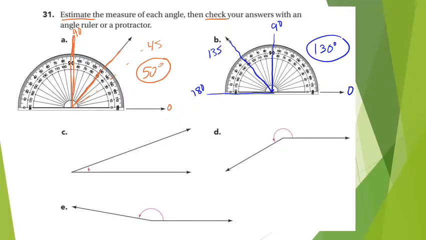That's pretty close. If you're in the 120 to 140 ballpark, that's pretty good. If you were more towards 110 or 160, then you might want to revise how you're doing your estimates.